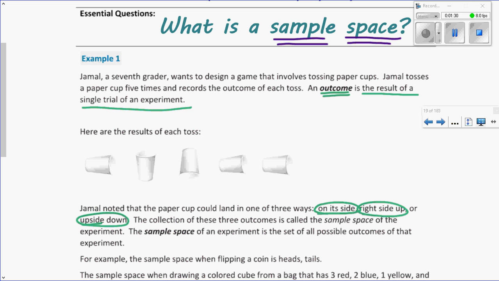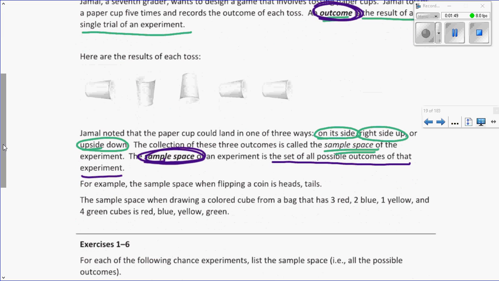The collection of these 3 outcomes is called the sample space. Okay, sample space is the set of all possible outcomes of that experiment. So we have 2 vocab words here: outcome, sample space. For example, the sample space when flipping a coin is heads, tails. That's it. You have 2 options. And so when you list those 2 possible outcomes, that's called the sample space.